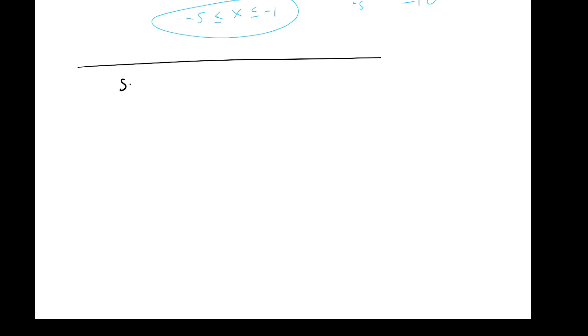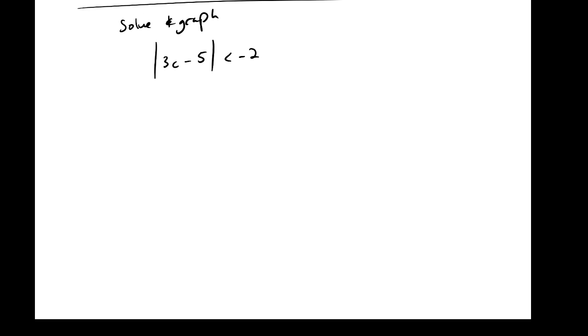We're going to solve and graph. The directions are rather straightforward, but the work itself might not be. So the absolute value of 3c minus 5 is going to be less than negative 2. Now, gentlemen, before you jump into this to solve, I want you to look at this. By default, this is going to have no solution.